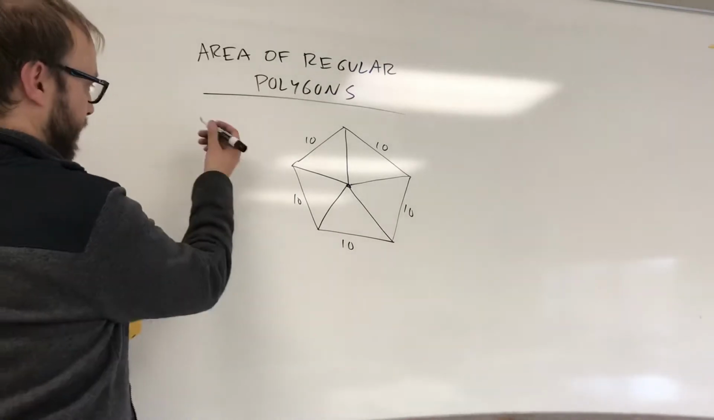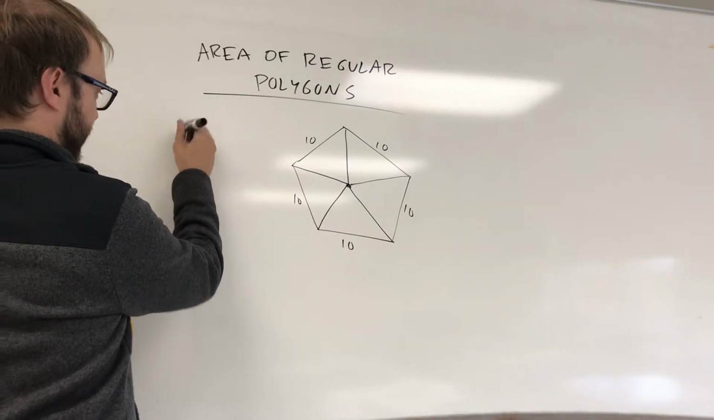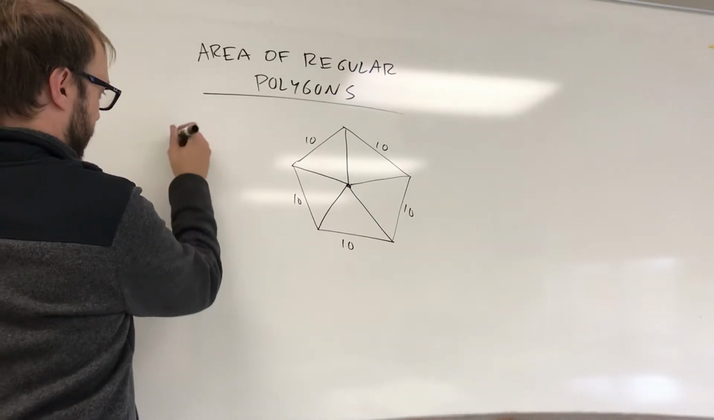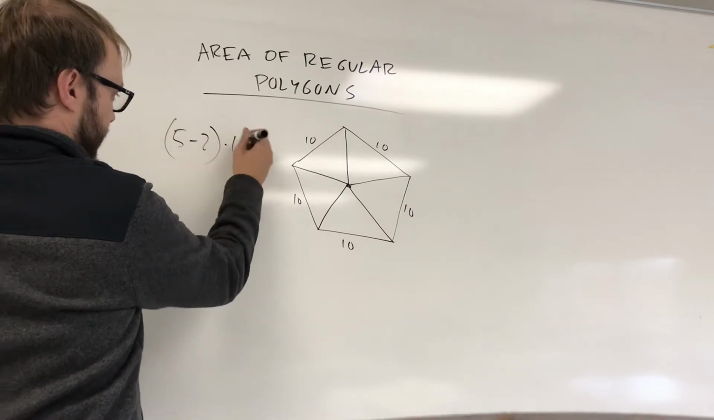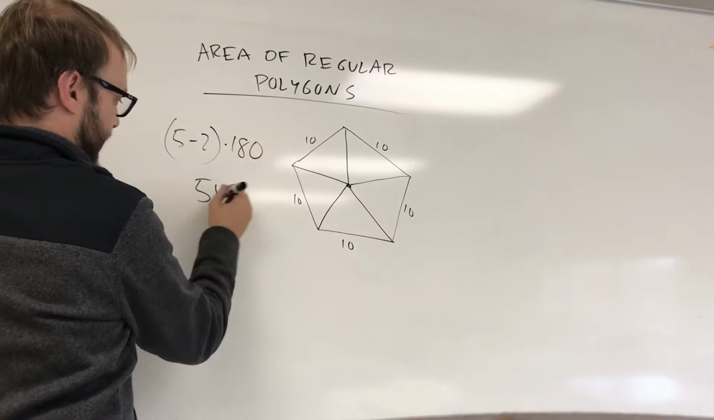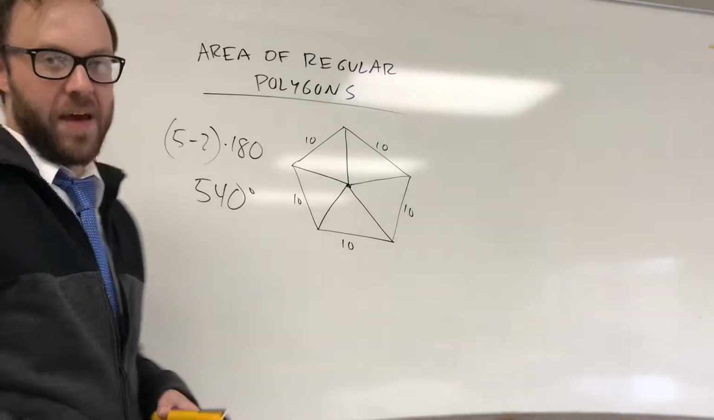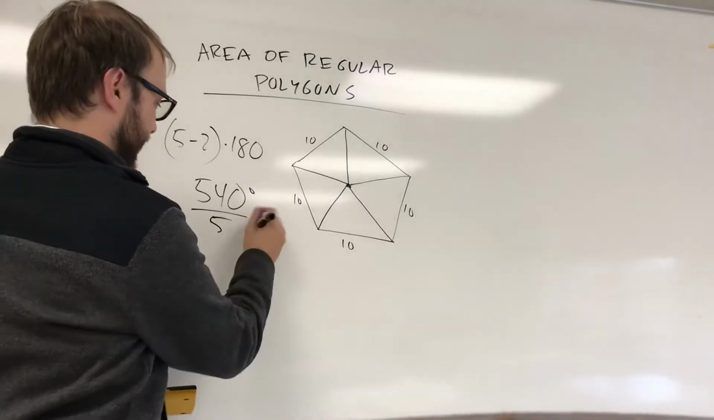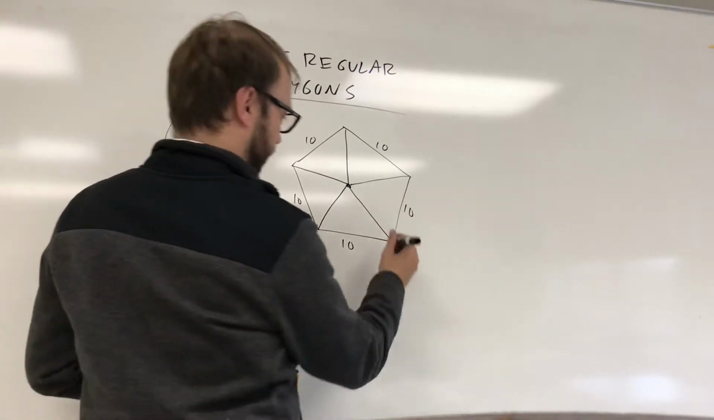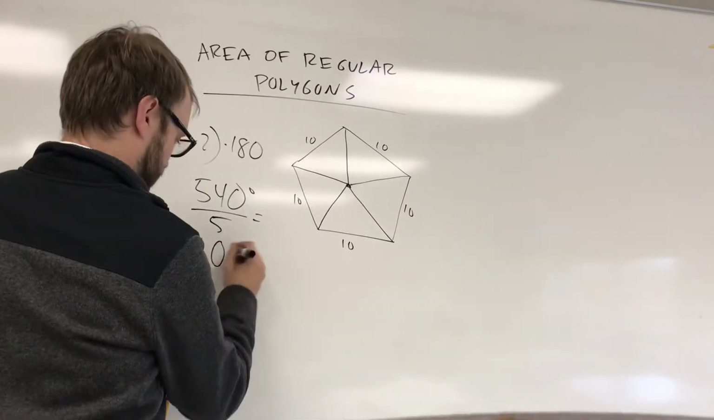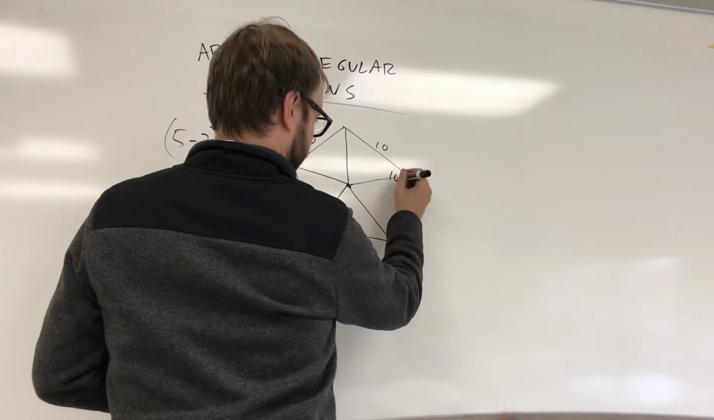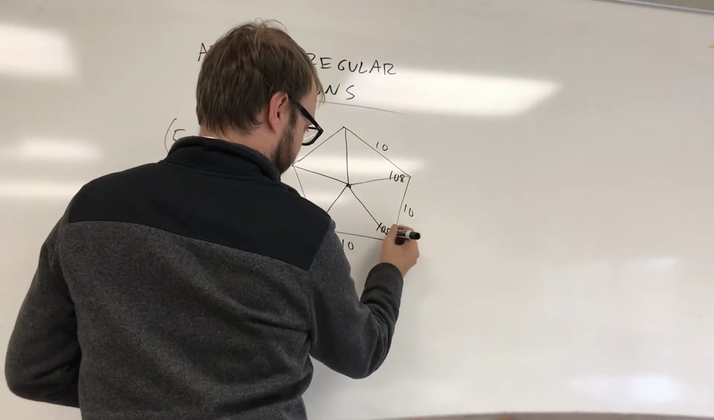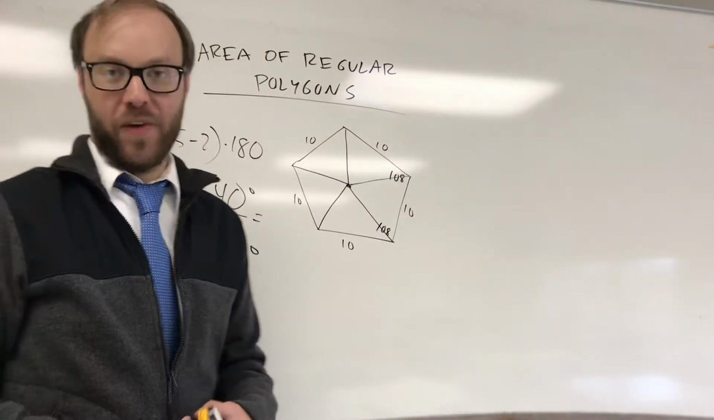If you've forgotten, you can find the angle sum. Remember, you can take the number of sides minus 2 times 180. It tells you that the interior angle sum of a pentagon is 540 degrees. If you divide that by 5, each angle of a pentagon is going to be 108 degrees. So this angle is 108, this angle is 108, all the way around.